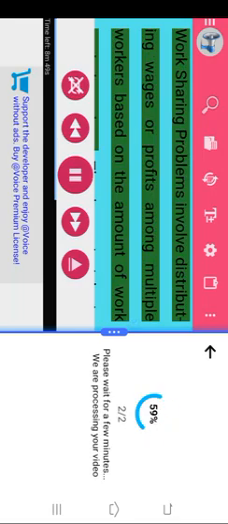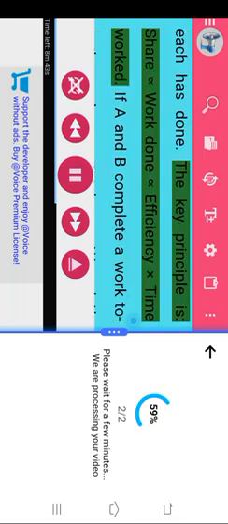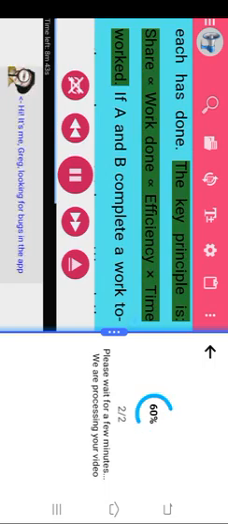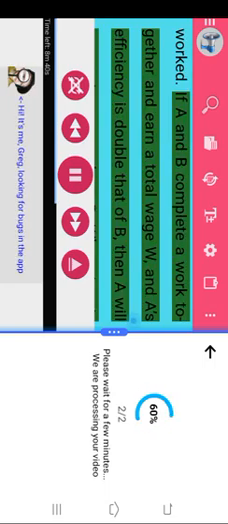Work sharing problems involve distributing wages or profits among multiple workers based on the amount of work each has done. The key principle is share is proportional to work done, which is efficiency times time worked. If A and B complete a work together and earn a total wage W, and A's efficiency is double that of B, then A will earn twice as much as B when time is the same. Work done by each person is calculated using efficiency times number of days worked.